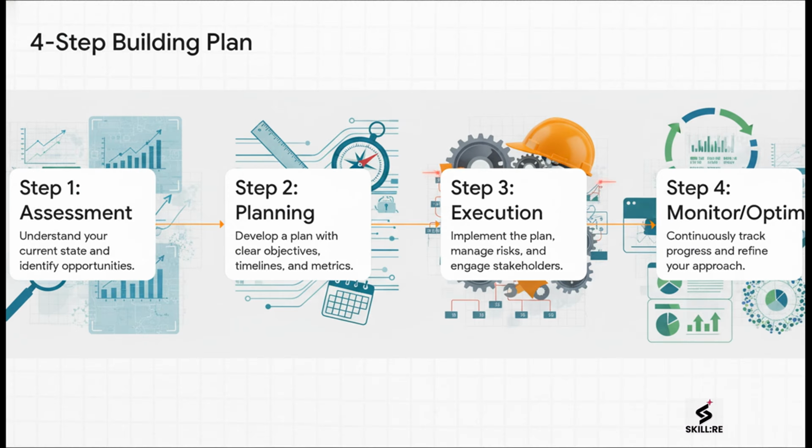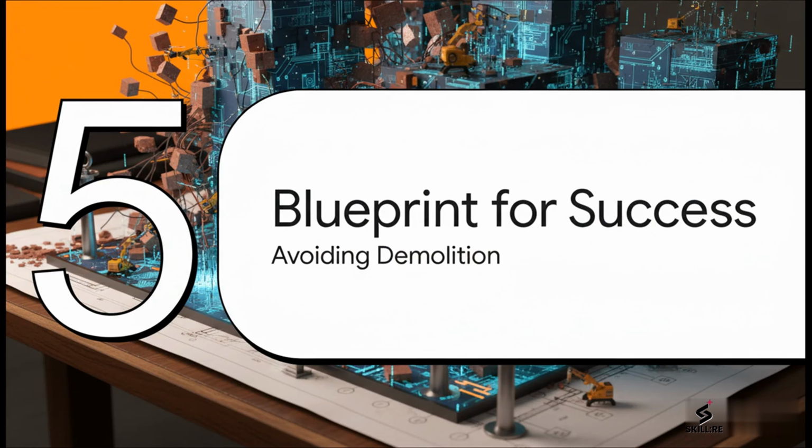Step 3, execution. This is where you actually build the thing. Manage your risks, like making sure your training data is clean to avoid biased outputs, and keep everyone in the loop. And then, so critically, Step 4, monitoring and optimization. This is what makes sure your project keeps delivering value long after the ribbon-cutting ceremony. And that brings us to our final section, number 5. Blueprint for success. This is where we talk about how to avoid the worst-case scenario, how to avoid having to call in the demolition crew.